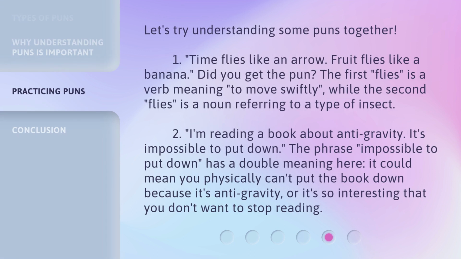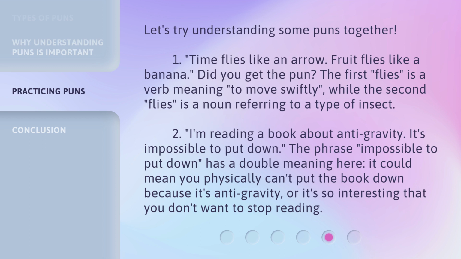Let's try understanding some puns together. 1. Time flies like an arrow. Fruit flies like a banana. Did you get the pun? The first, flies, is a verb meaning to move swiftly, while the second, flies, is a noun referring to a type of insect.